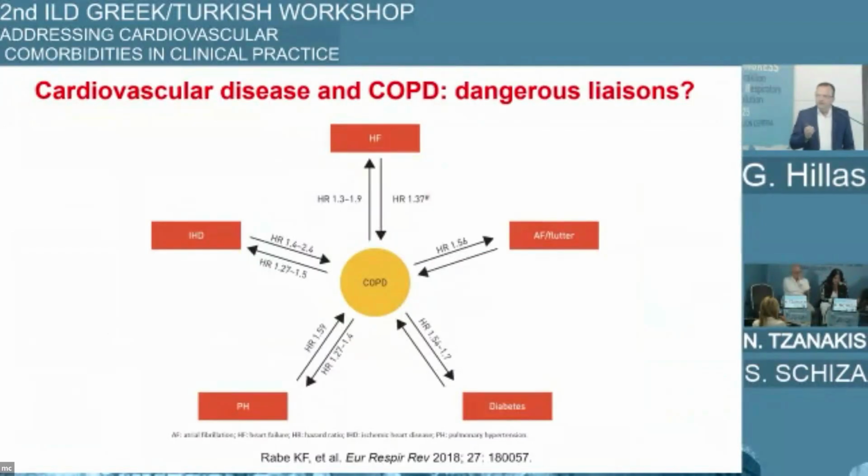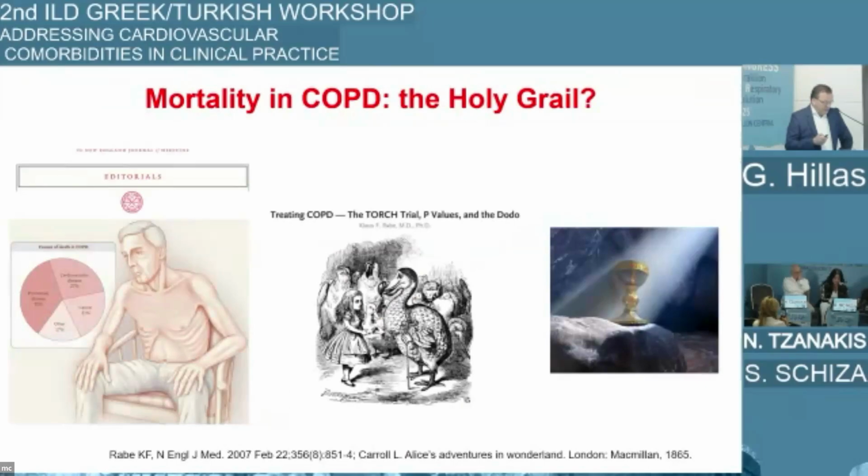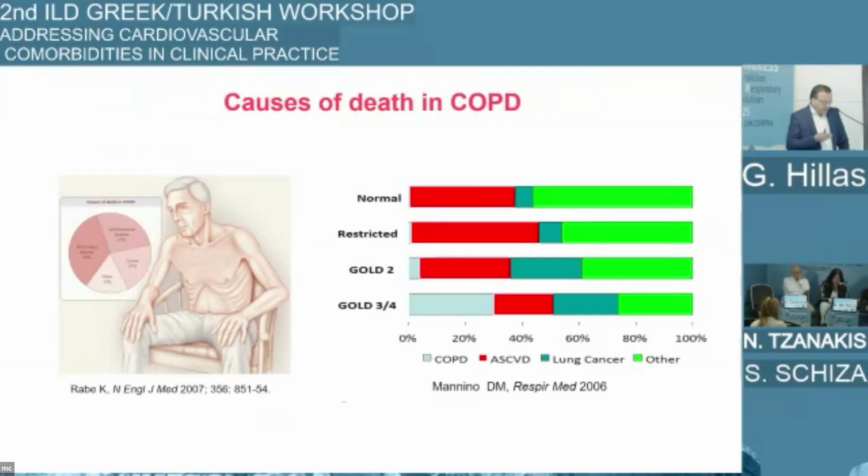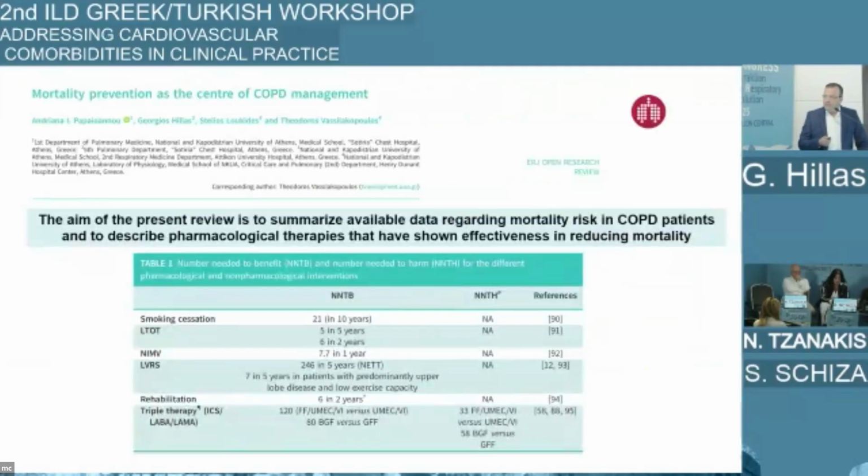Finally, cardiovascular disease and COPD are connected by dangerous links, and if mortality is the holy grail, as Professor Kostikas says, cardiovascular disease is a main cause of death in COPD in 30% of patients, mainly those suffering from mild or moderate disease, because in advanced COPD, the COPD itself is the main cause of death in these patients.